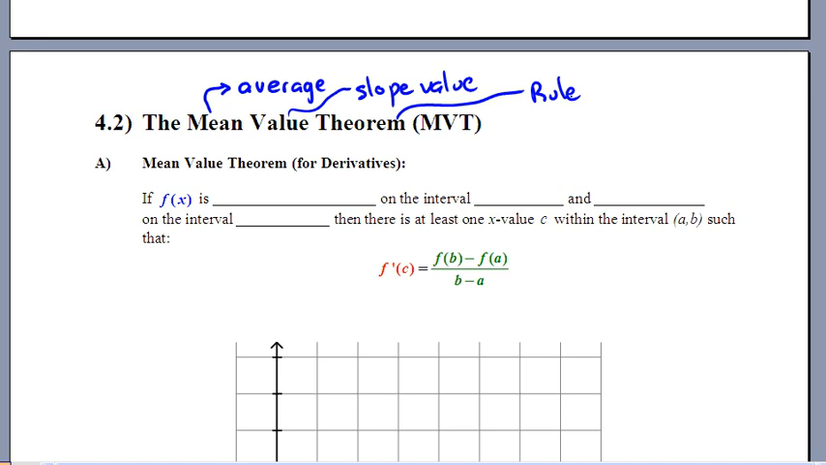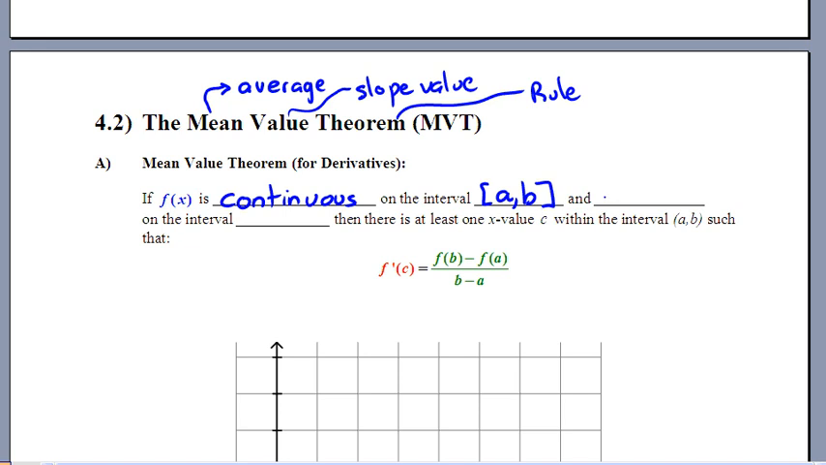Every one of our theorems has this requirement that you have a function that is continuous. If it's not continuous, then none of our theorems are going to apply to it. And it has to be continuous on a nice closed interval from A to B. And this particular theorem has an extra little catch that it needs to have in order to be applied.